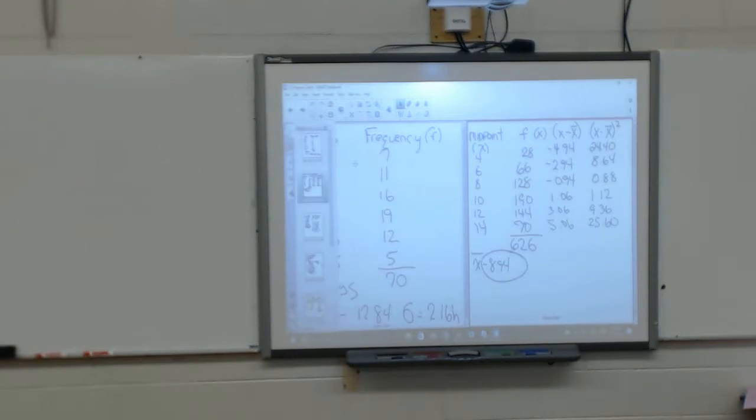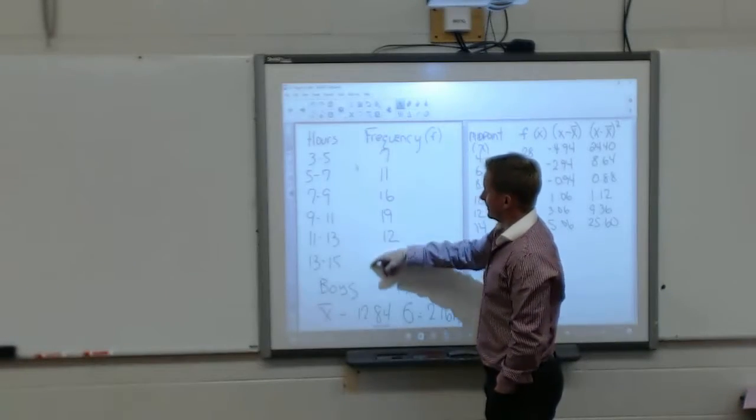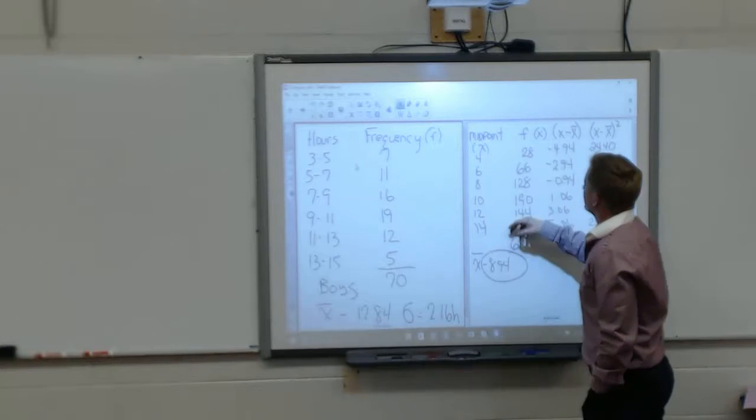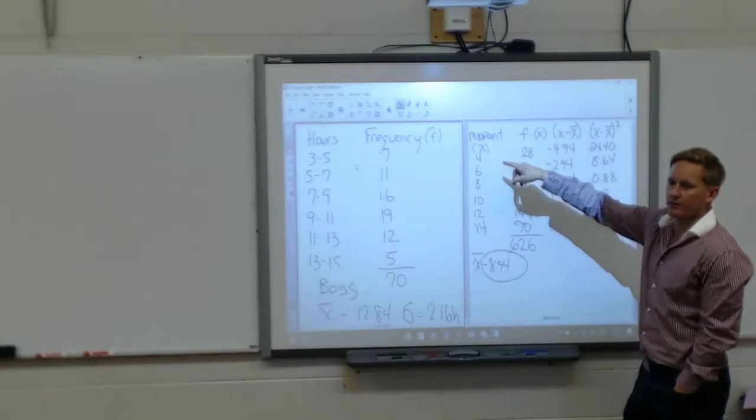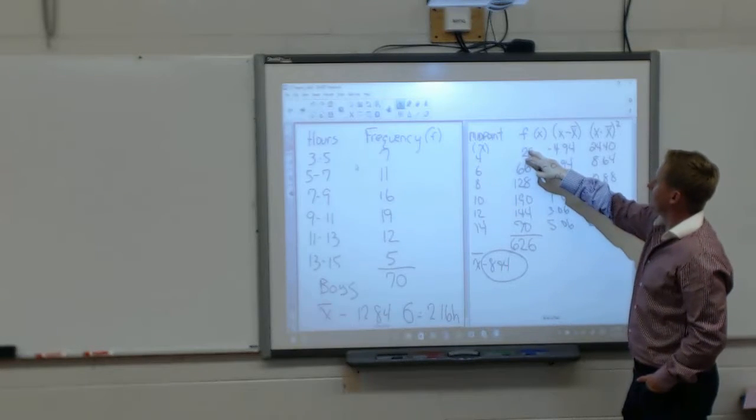Okay, so this is the last half of the chart that we need to have. So up to this point, we've done this part in here. So I take the midpoint. Now, this is similar to what we did before. I take the average minus this guy right here.